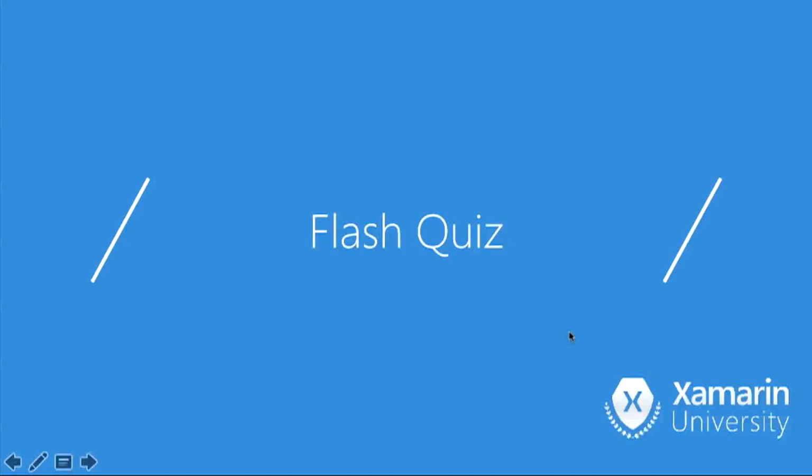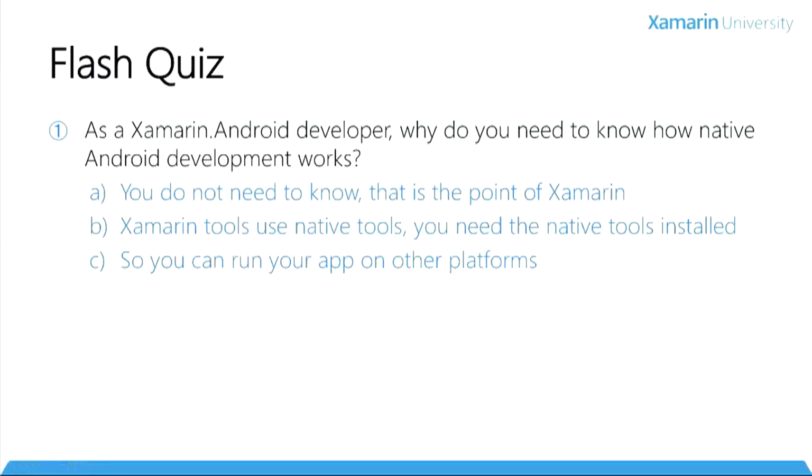Let's do a short quiz to go over a few of the ideas. First question is somewhat motivational. Why do you need to know the stuff we just went over? The answer is that the Xamarin tools, behind the scenes, they use some of the native Android tools and even some of the native Java tools. So it helps to understand what's going on so that you can decide what pieces need to be updated on your development machine and under what conditions.